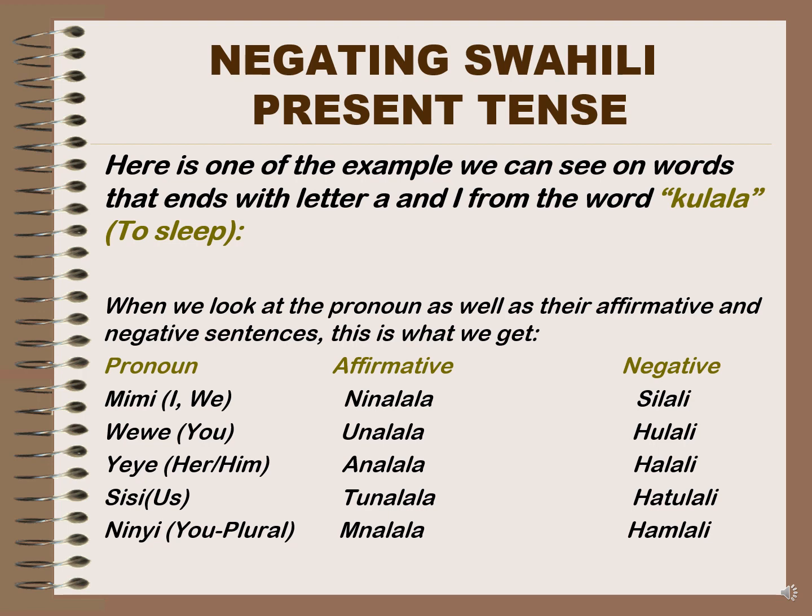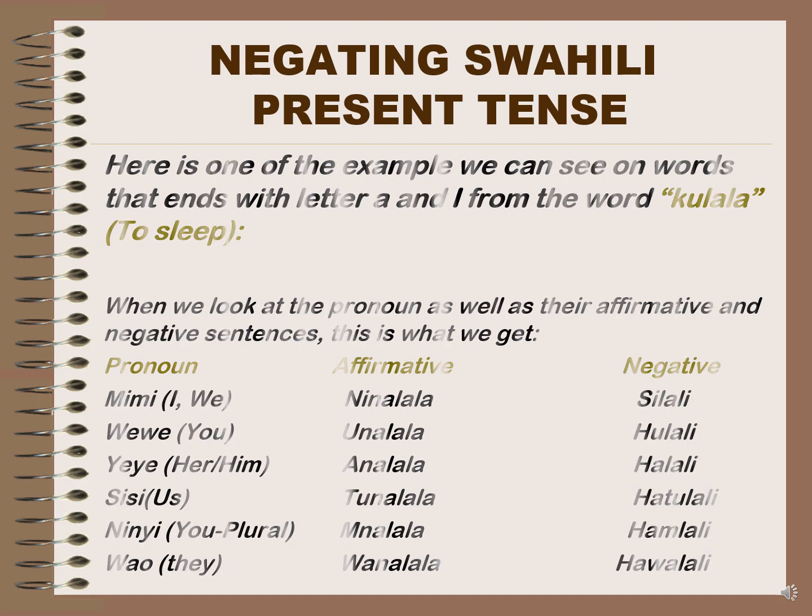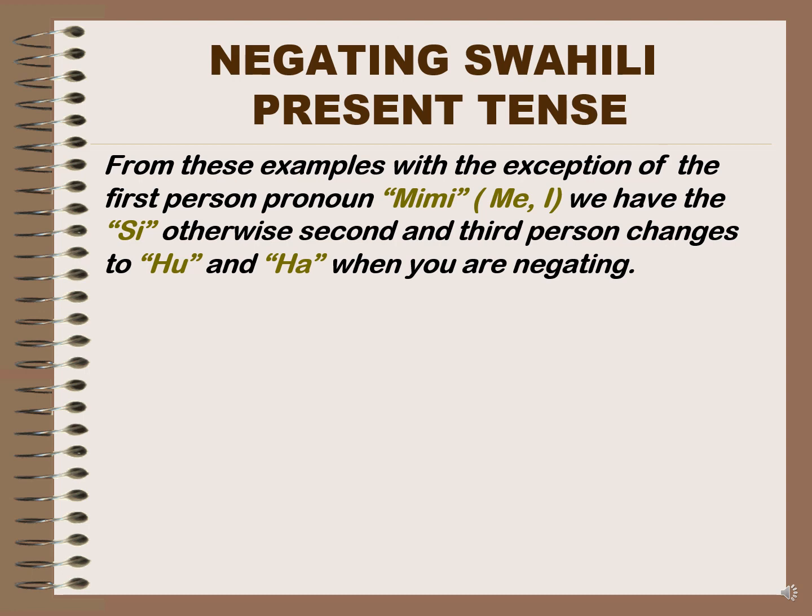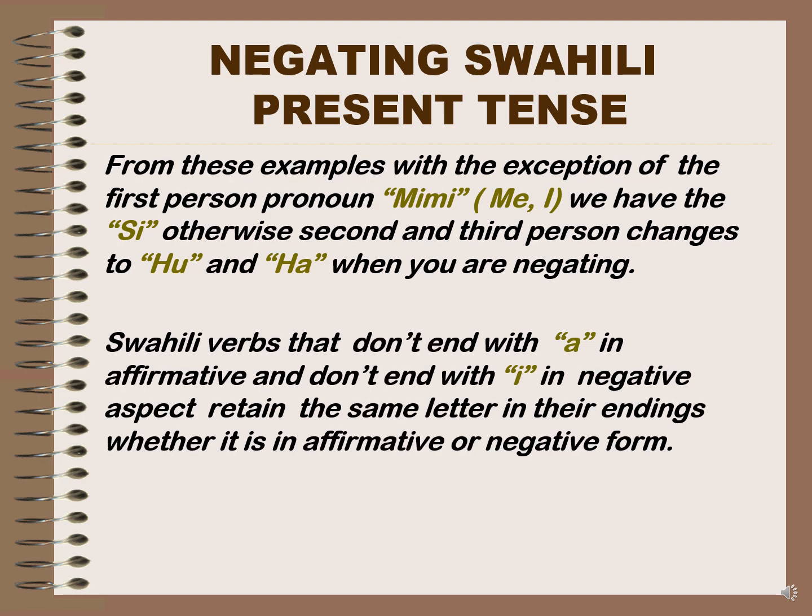Ninyi means you, but in plural form. Affirmative is ninyi mnalala, and negative is ninyi hamlali. Wao is they, and affirmative is wanalala and negative is hawalali. So the sentences here would be wao wanalala, wao hawalali. From these examples, with the exception of the first person pronoun mimi, which changes to si, the second and third persons change to hu and ha when you are negating.